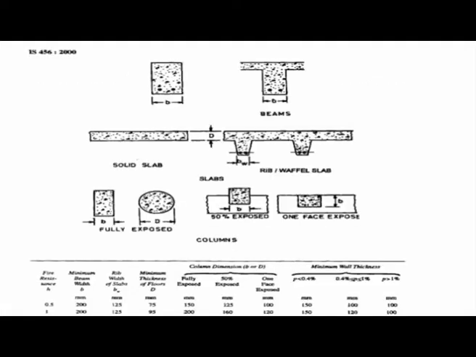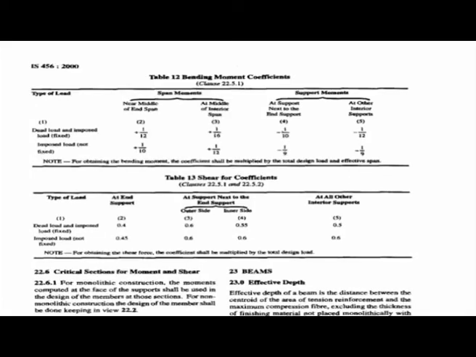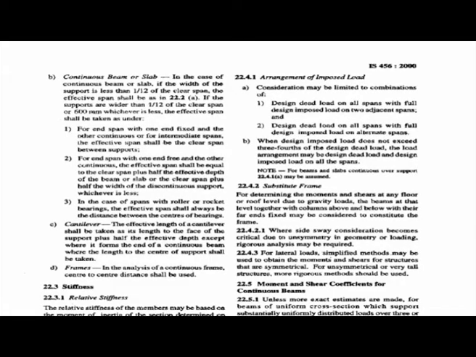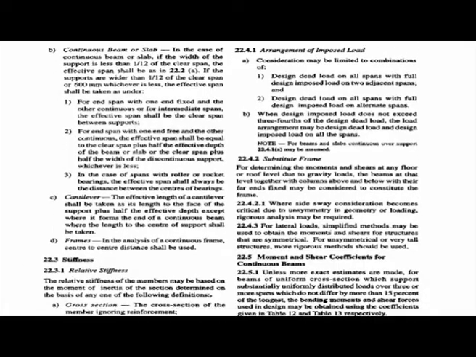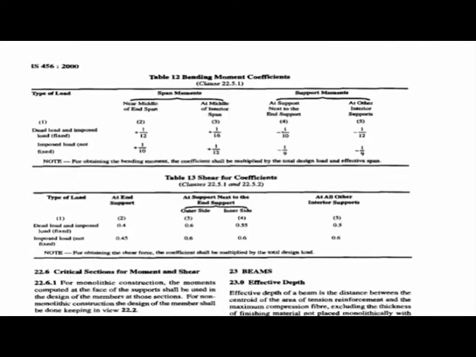So coming to this one, I would like to show you table 12 and table 13. Why do we require this? Because sometimes it is not possible for us to analyze the structures in detail. In that case, what we actually do is consider certain tables that we follow. Table 12 gives the bending moment coefficients, and table 13 gives the shear coefficients.